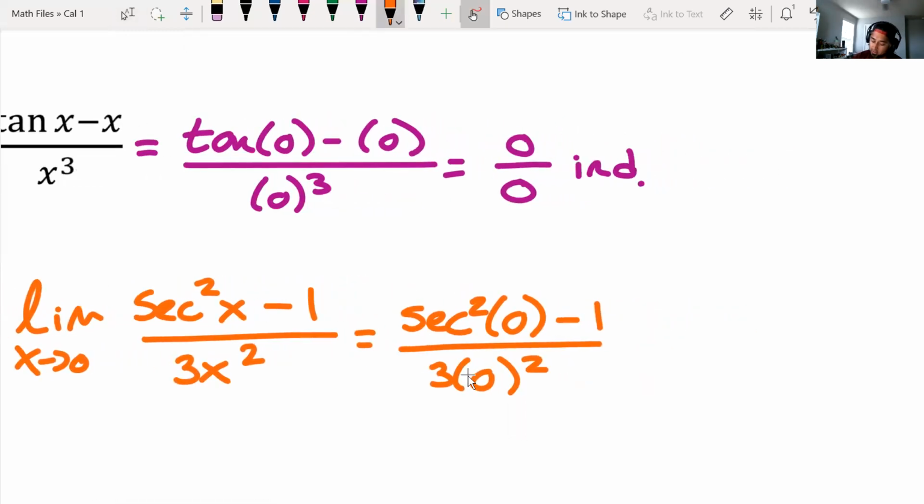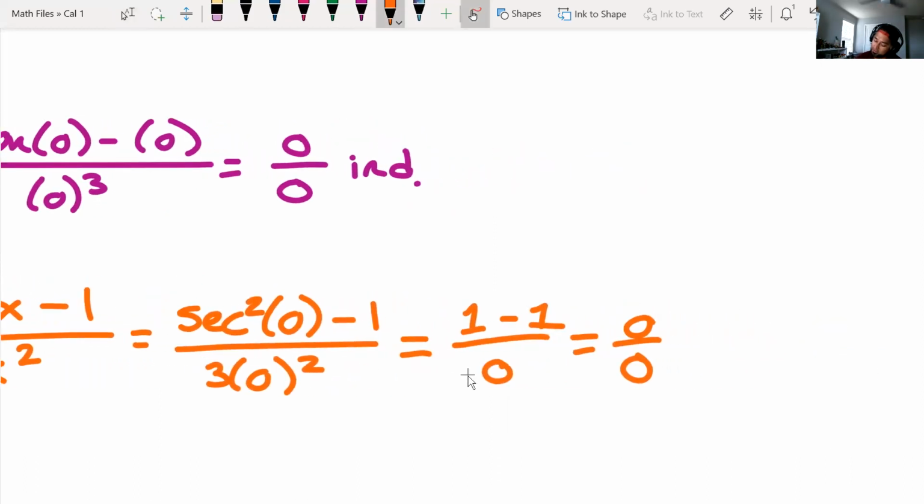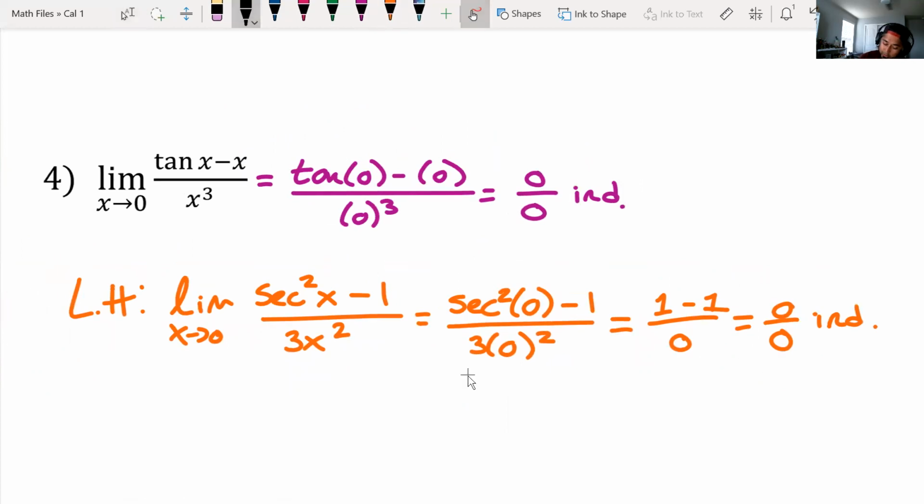To make it easier, secant is the reciprocal of what function? Cosine. What is cosine at 0? 1. What's the reciprocal of 1? 1. And what's 1 squared? 1. Good. So you get 1 minus 1 over 0, which leaves us with 0 over 0, which is indeterminate. So we take them to the hospital again.